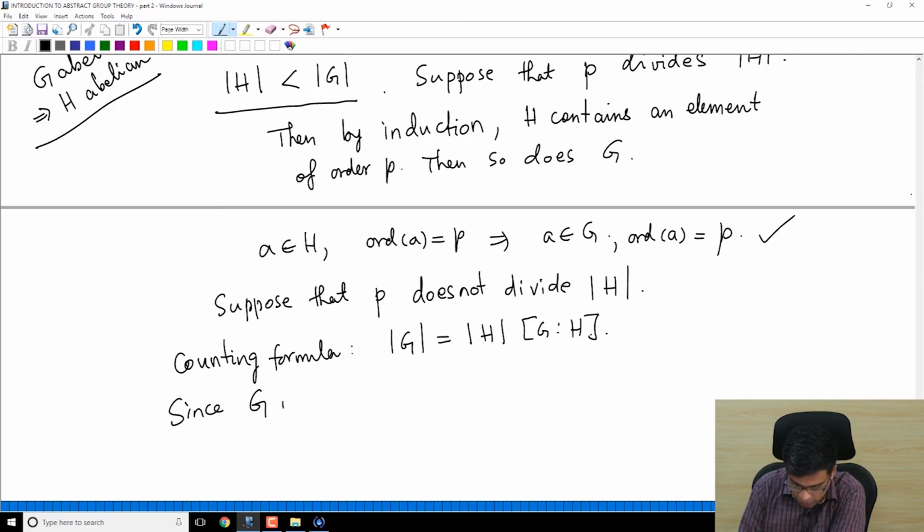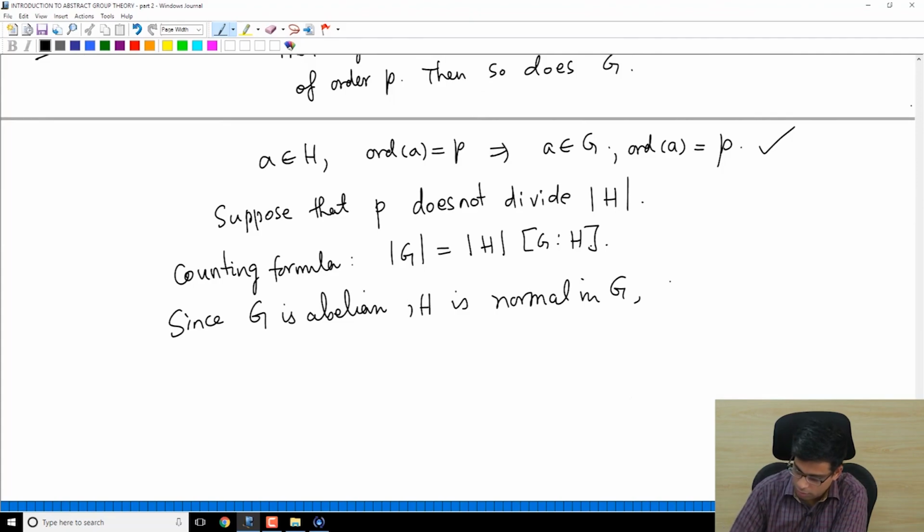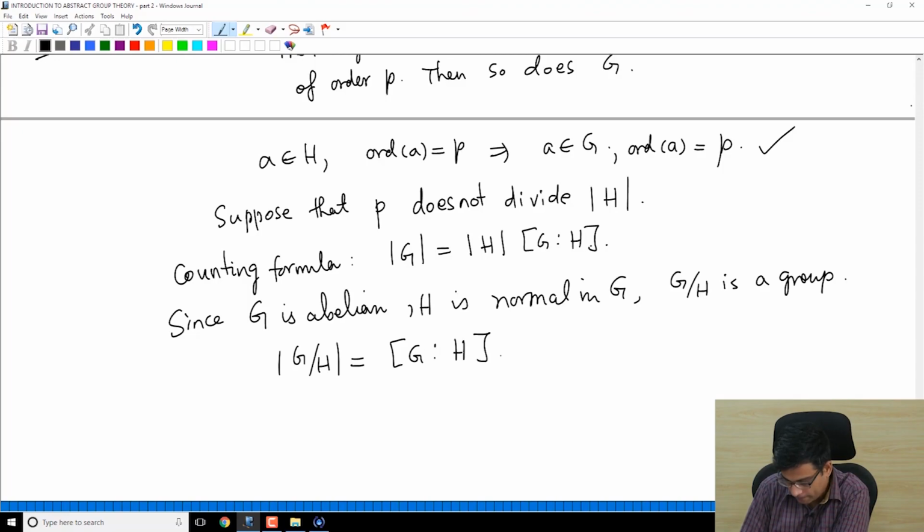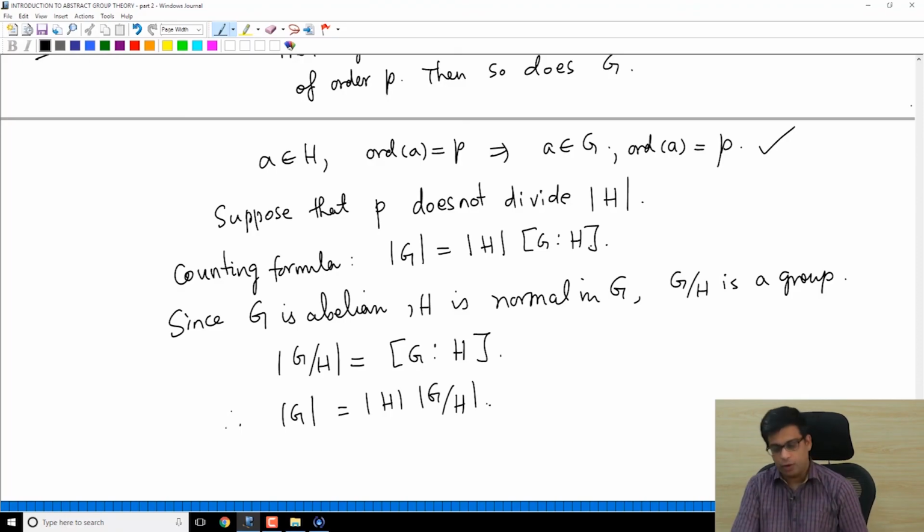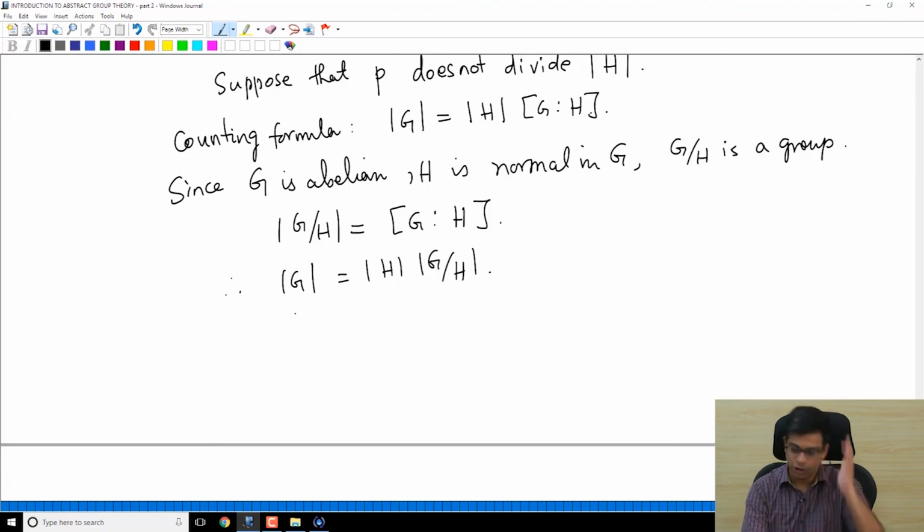Since we have assumed that G is abelian, every subgroup is normal. In an abelian group, G mod H is a group, and note that the order of G mod H is the index of H in G. Now if you look carefully at the counting formula, the order of G is equal to the order of H times the order of G mod H. And what is the hypothesis? The hypothesis is that P divides the order of G, and hence P divides the order of H times the order of G mod H.